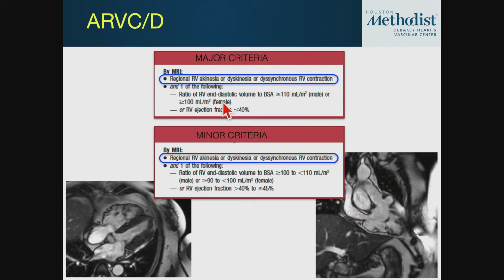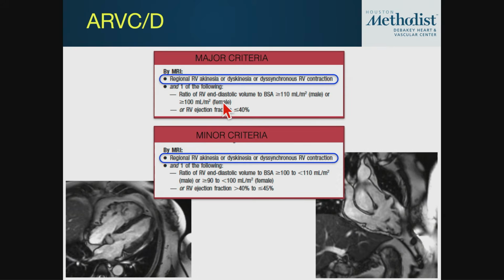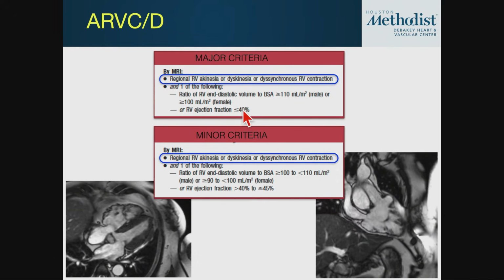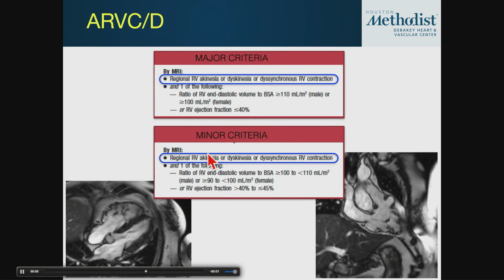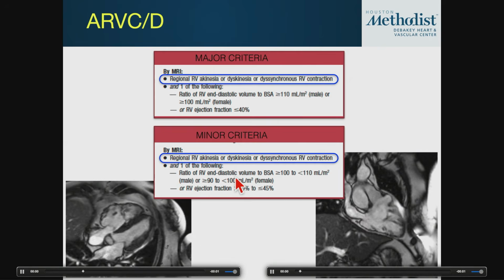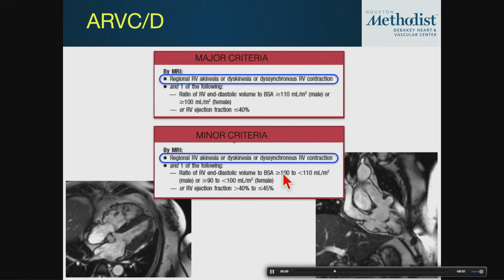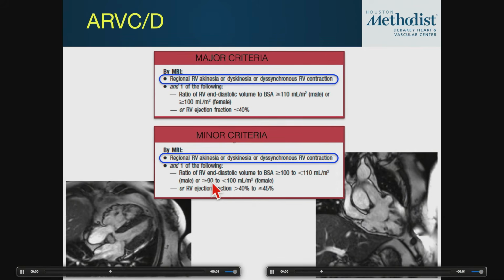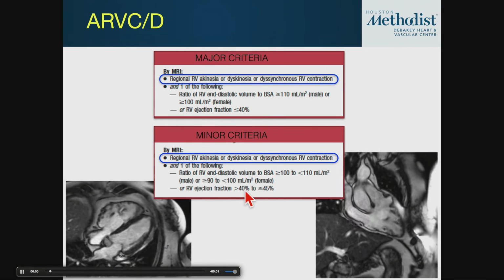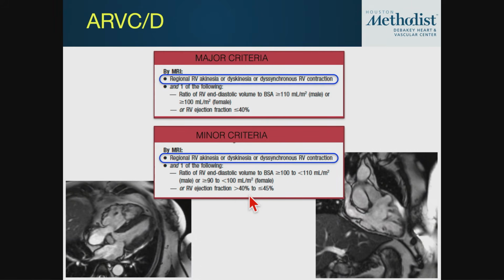So again, for the general cardiology fellows, you don't have to memorize these numbers. The MRI fellows, you do have to memorize these numbers because they may get asked on the MRI boards. So that's major criteria. You also then have minor criteria, which again, you have to have a wall motion abnormality. But then on top of that, you have to have RV dilatation that's not as pronounced. So it's basically for men, if it's over 100, that's a minor criteria. For women, if it's over 90, that represents a minor criteria, or if the ejection fraction is between 40 and 45. So again, less dysfunction, less dilatation than a major criteria.